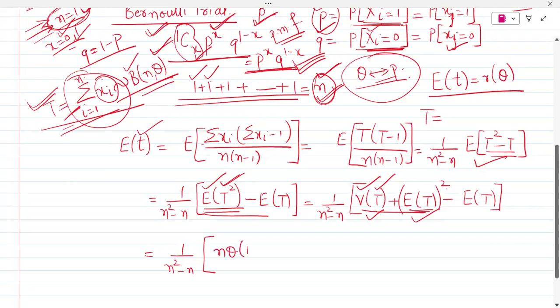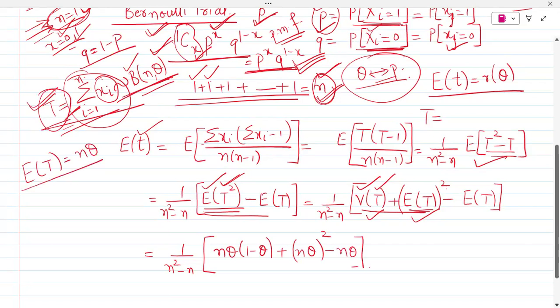N theta 1 minus theta, and this and this. Actually, what is our T? T is a binomial variate. So what will be the expected value of T? That will be n into theta.